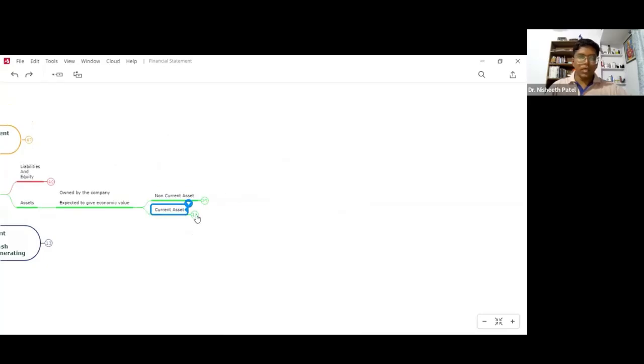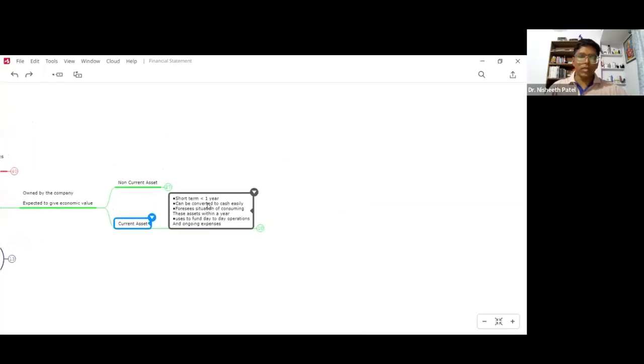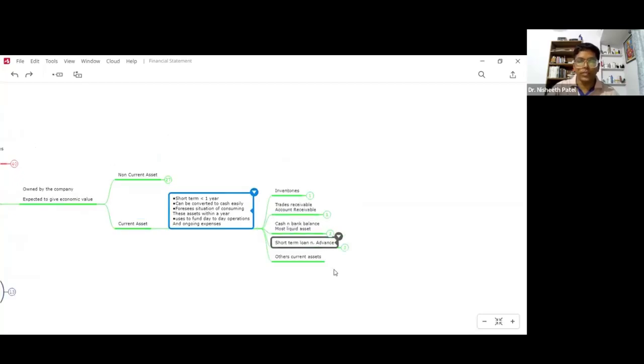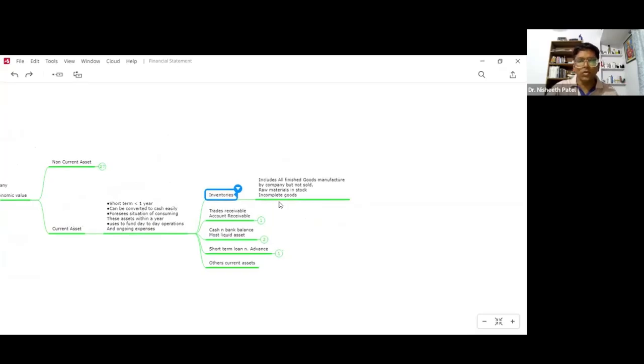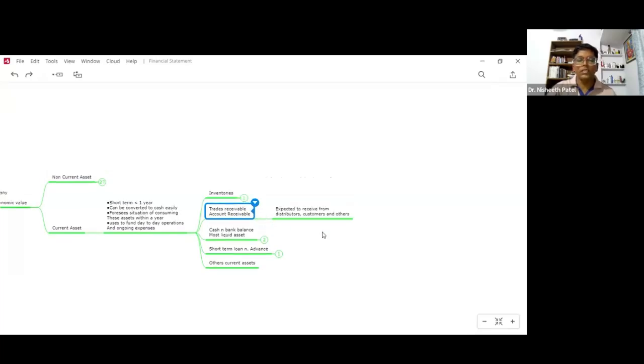In the current assets, there are short-term assets for less than 1 year. They can be converted to cash easily. These are assets expected to be consumed within a year and used to fund the day-to-day operations and ongoing expenses. Just like inventories. Inventories include all finished goods manufactured by the company but not sold, raw material in stock, and incomplete goods. Now, trade receivable and account receivable.